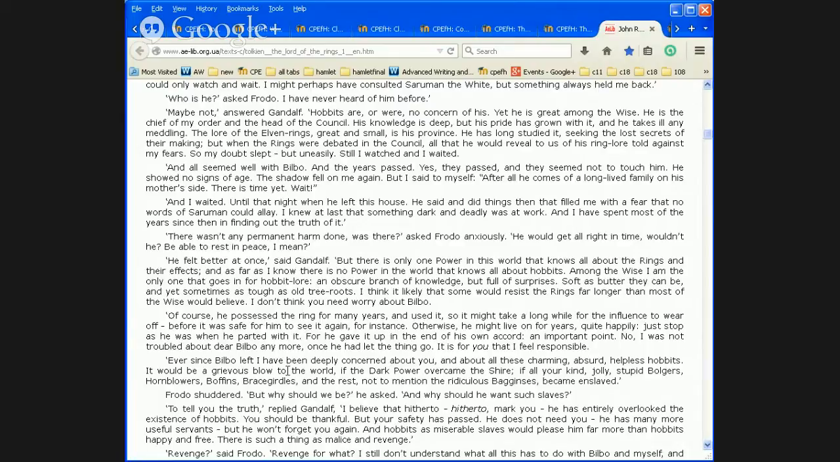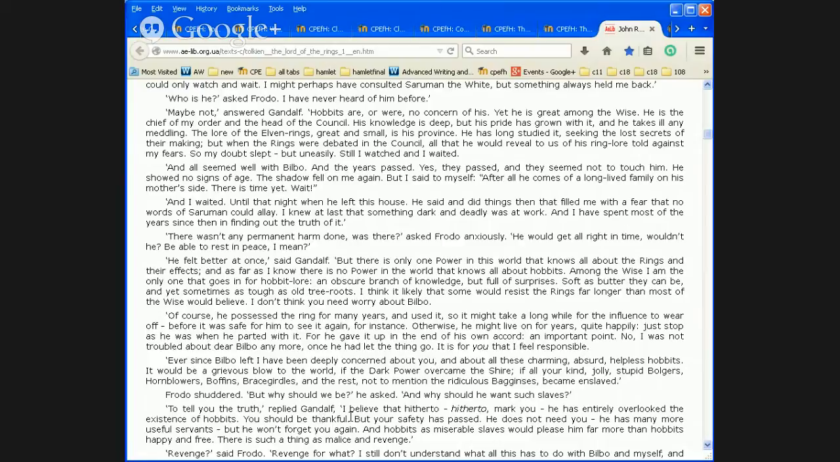Ever since Bilbo left, I have been deeply concerned about you and about all these charming, absurd, helpless hobbits. It would be a grievous blow to the world if the dark power overcame the Shire. If all your kind, jolly, stupid Bolgers, Hornblowers, Boffins, Bracegirdles, and the rest, not to mention the ridiculous Bagginses, became enslaved. Frodo shuddered. But why should we be, he asked, and why should he want such slaves? To tell you the truth, replied Gandalf, I believe that hitherto, mark you, he has entirely overlooked the existence of hobbits. You should be thankful.